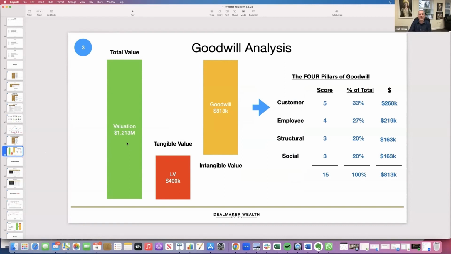Now let's look at the rest of the analysis. So 1.213 is the new valuation, 400,000 is liquidation value. So now we've got $813,000 of goodwill, and the goodwill is distributed across the 4 pillars in that way. So most of that value, a lot of that value is coming from the customer because that's scored really high on the transfer scale. Next was employee, and then a little bit scattered across structural and social.